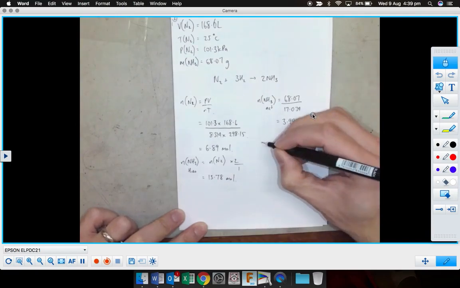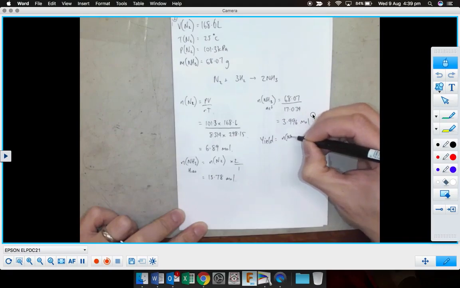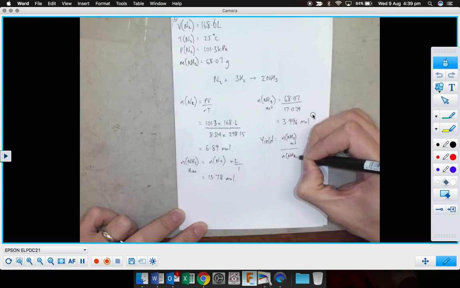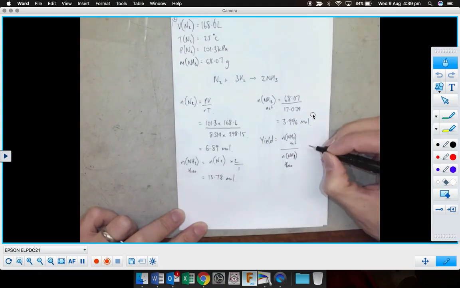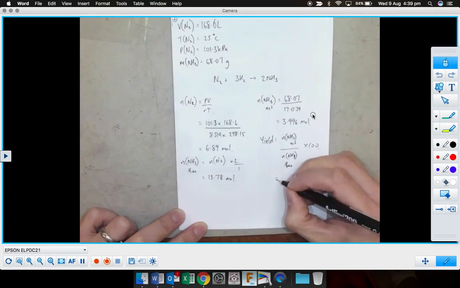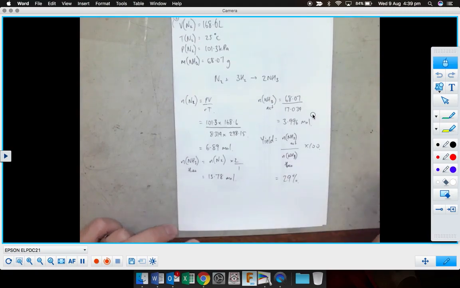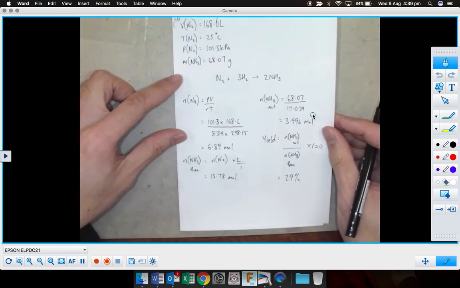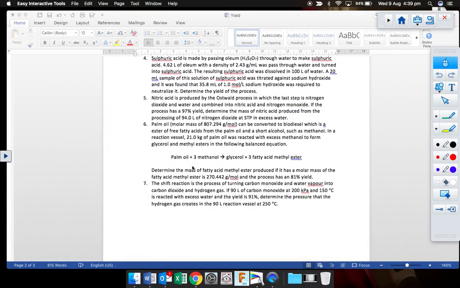Okay, again, yield is equal to number of moles of NH3 actual over the number of moles of NH3 theoretical, right, times 100, and that will get us, what, 29%. Not a lot. That's fine. Right. So, let's move on to our next question.